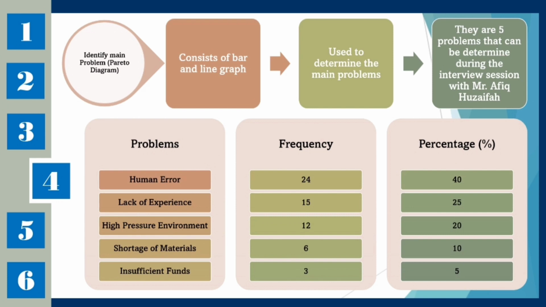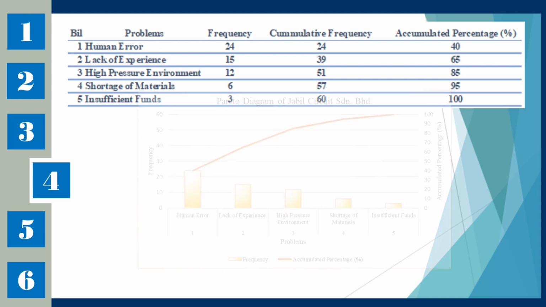Number 4 is shortage of materials with 6 frequency and 10% of percentage. And the last one is insufficient funds with 3 frequency and 40% of percentage. So based on the information, the Pareto diagram can be obtained.